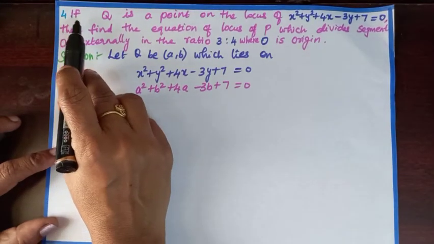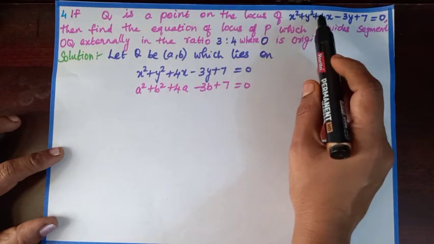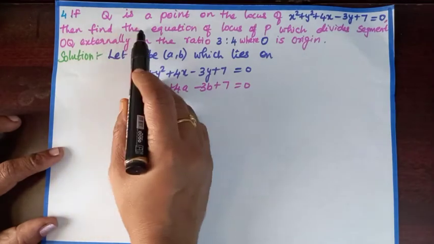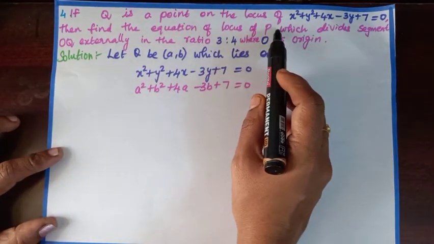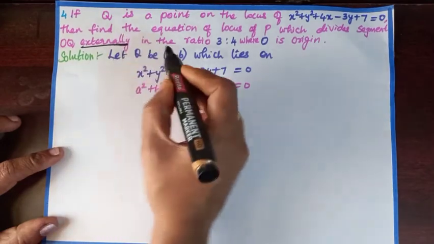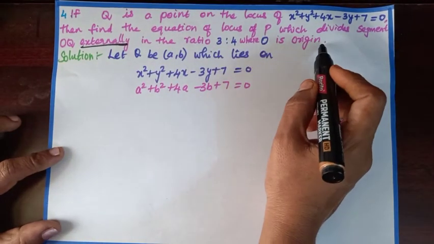Question number 4 is, if Q is a point on the locus of x square plus y square plus 4x minus 3y plus 7 equals 0, then find the equation of the locus of P which divides the segment OQ externally in the ratio 3:4, where O is the origin.